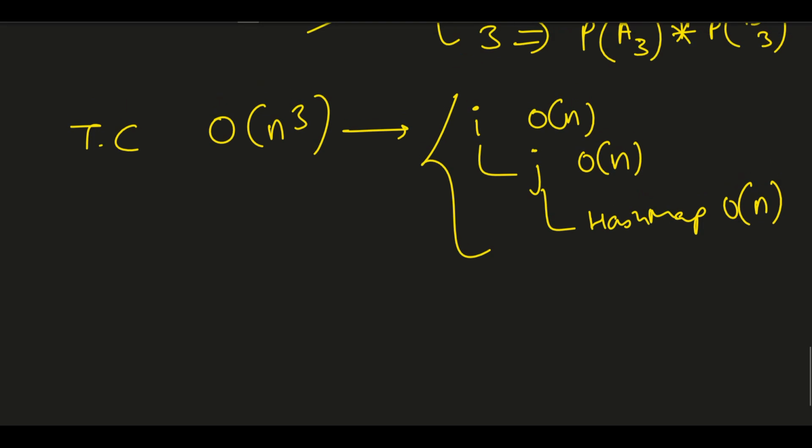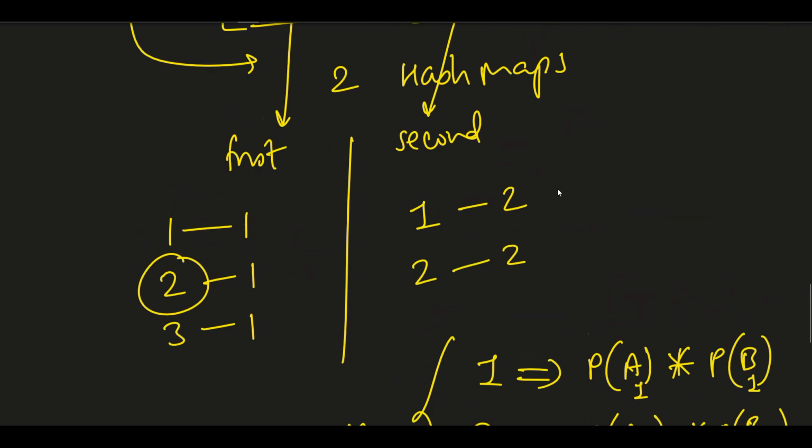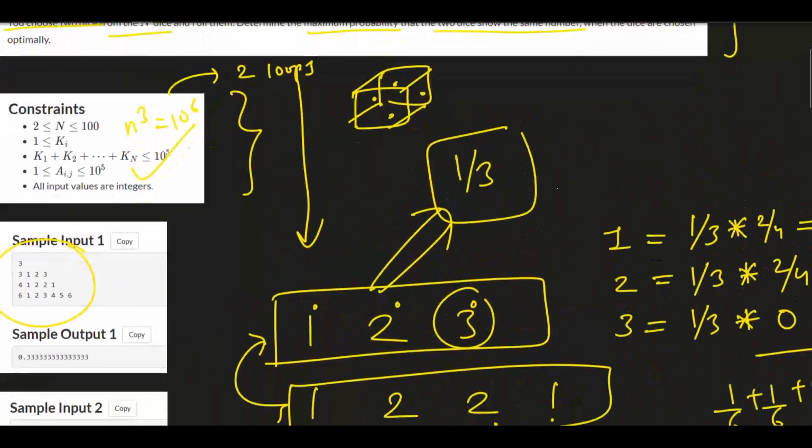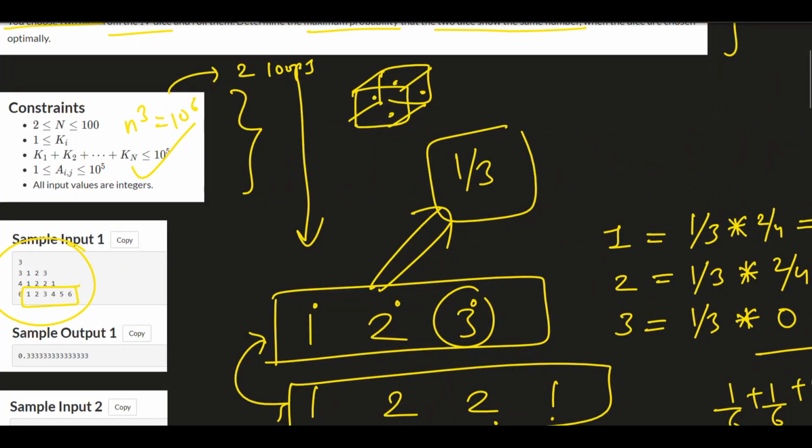And the space complexity of this approach would be O(max size of any dice). Can I say it like that? If I'm using a hash map, what is the maximum size of a hash map? It would be the maximum size of any dice, right? Let's say this dice has 6 faces and this dice has 4 faces. Which size would be greater? This size would be greater, because this dice has 6 faces.